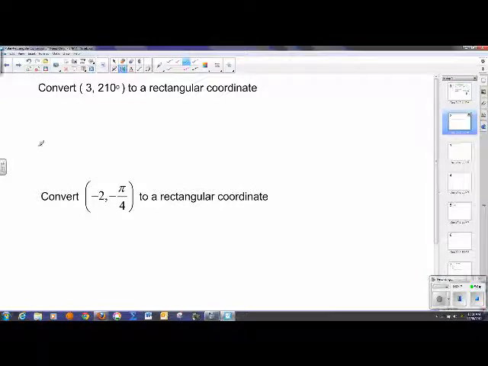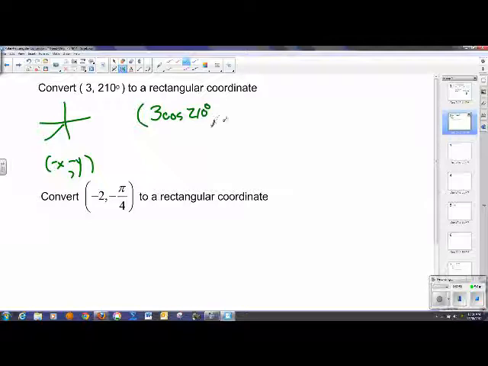If we want to convert (3, 210 degrees) to a rectangular coordinate, we need to have an idea of where (3, 210) is. That's somewhere in the third quadrant, so I should be getting a negative x and a negative y as my answer. And if we want to go from polar to rectangular, we just take whatever that radius was, multiply it by the cosine of the angle, 210 in this case. That gives us our x value. And take that radius and multiply it by the sine of whatever that angle is. And now it just turns into a calculator problem.